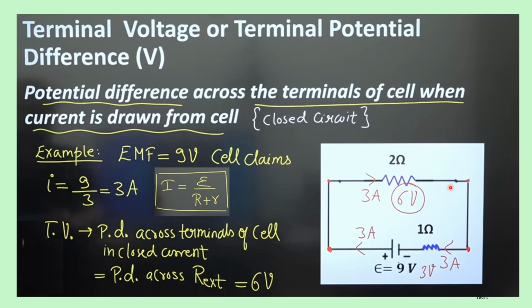When the circuit is closed and current is flowing, the potential difference across the terminal of a cell is called the terminal voltage. Terminal voltage means when the circuit is closed, when the current flows, the potential difference across the terminal of a cell is the terminal voltage. These two are very, very important. You have to remember these two.